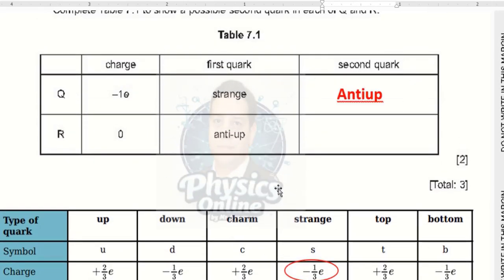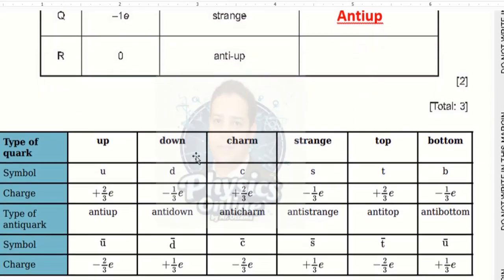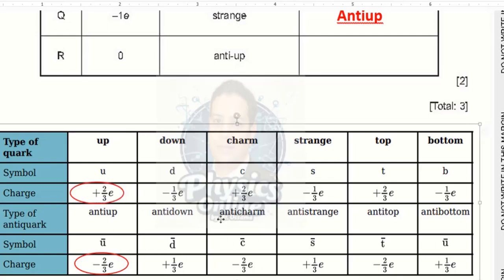We choose anti-up. For the particle R, the charge is 0. One of them is anti-up. What's the charge of anti-up? It's -2/3. So to reach 0, we need +2/3 from matter, not antimatter. In matter, we have +2/3 in up, charm, and top. Choose any one of them. We can choose charm.